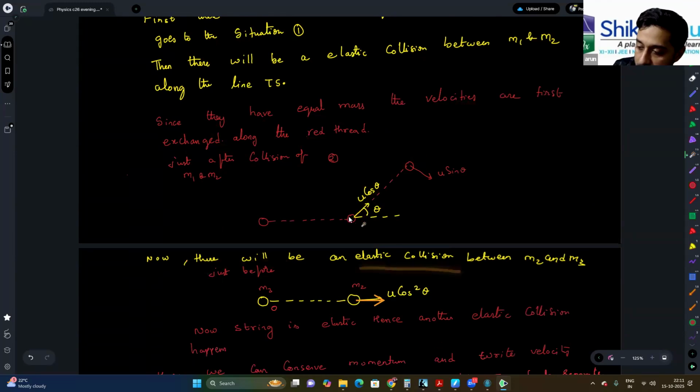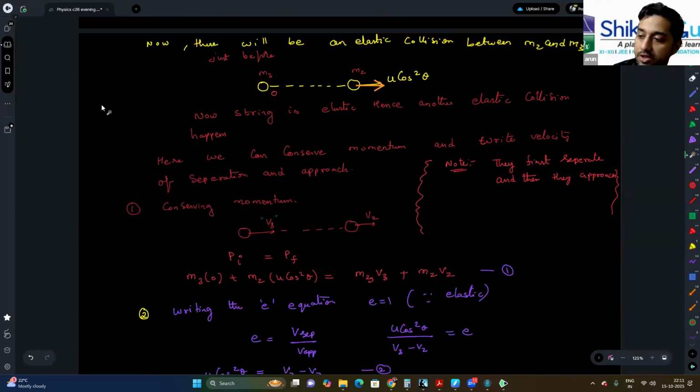Now there will be an elastic collision again between these two masses, M2 and M3. The two masses will undergo one more elastic collision. This time, the velocity u cos theta has to be broken into a component along this thread, because the interaction will happen along this direction, and the u cos theta sin theta component will be perpendicular. That won't be involved in the collision in this direction.